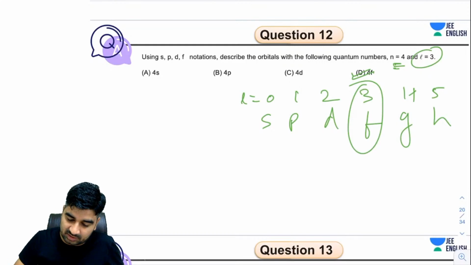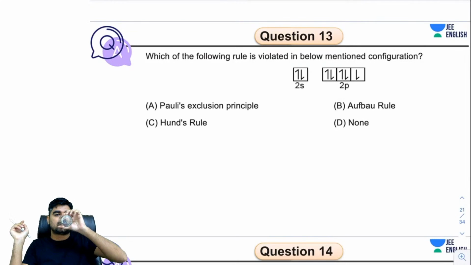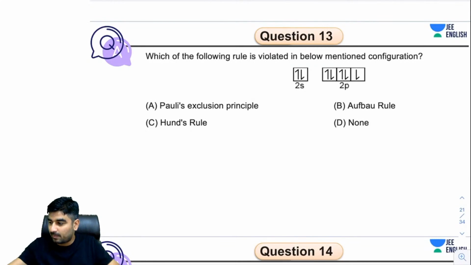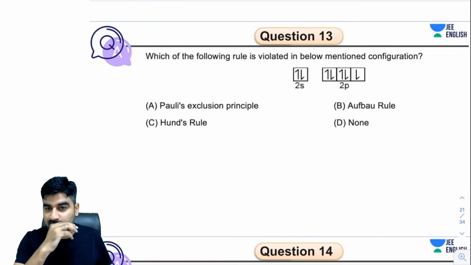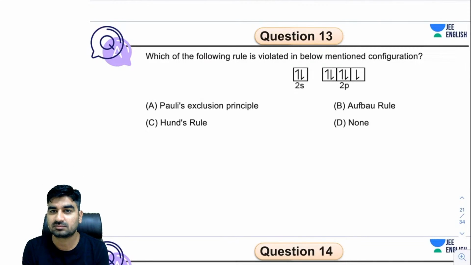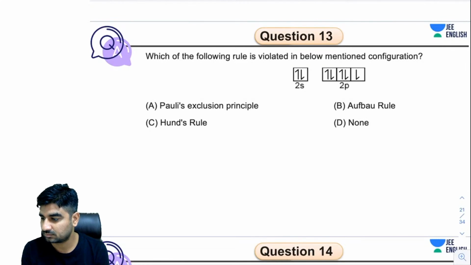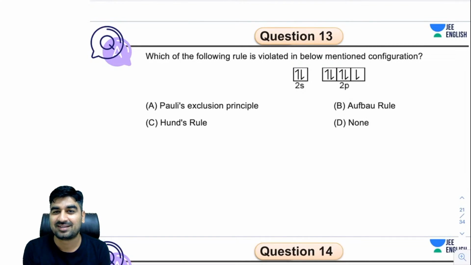So the next question is on your screen now. Solve it. Which of the following rule is violated in the below mentioned configuration? Which rule is violated? Tell me.